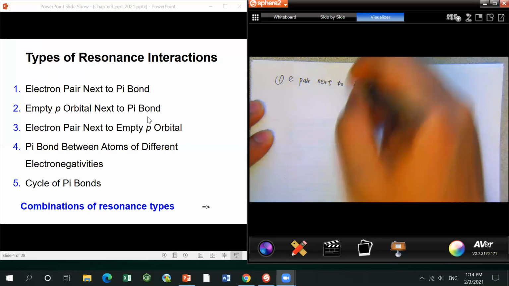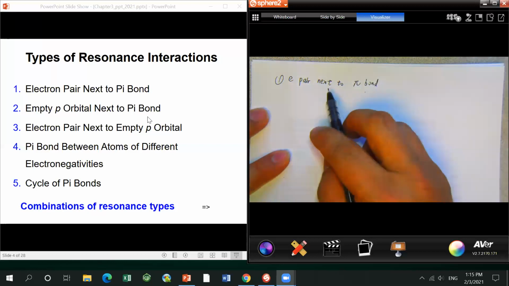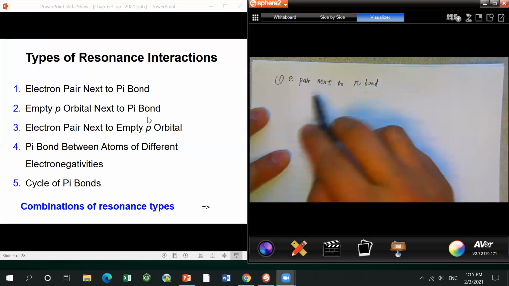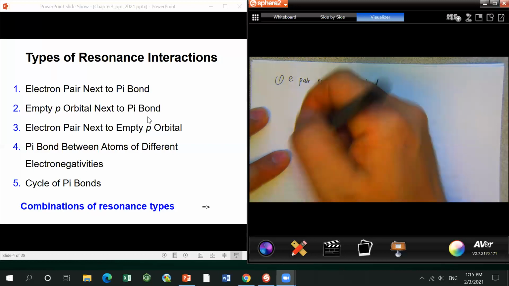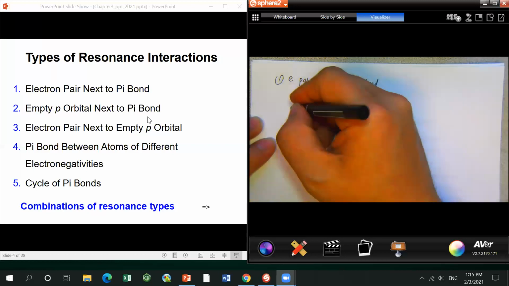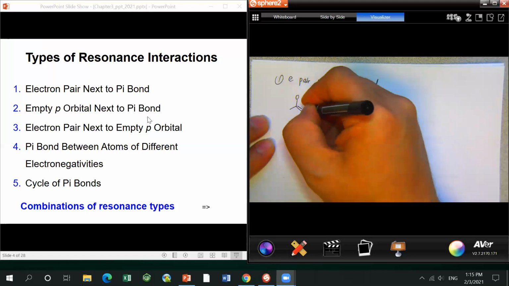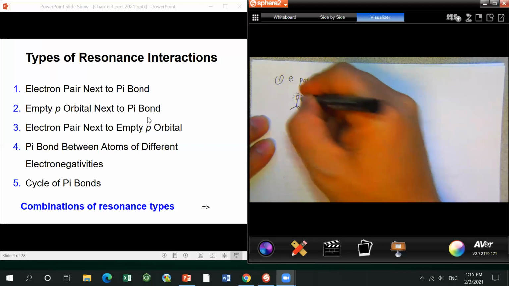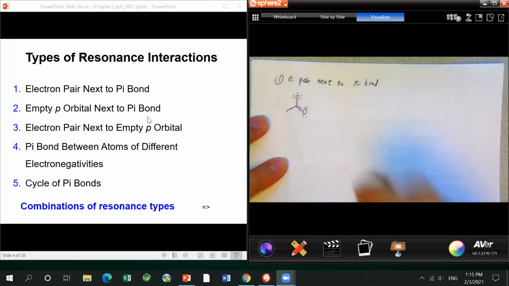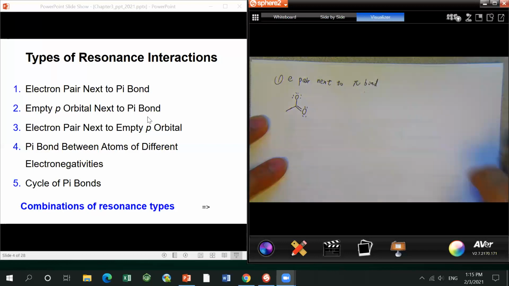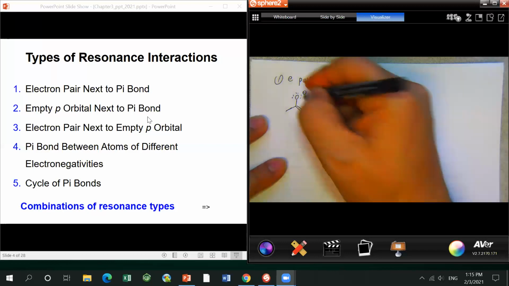All right. So next to means these two connect by a single bond. To give you one example of what's happening: we have this structure, this molecule, and there's a negative charge out here.